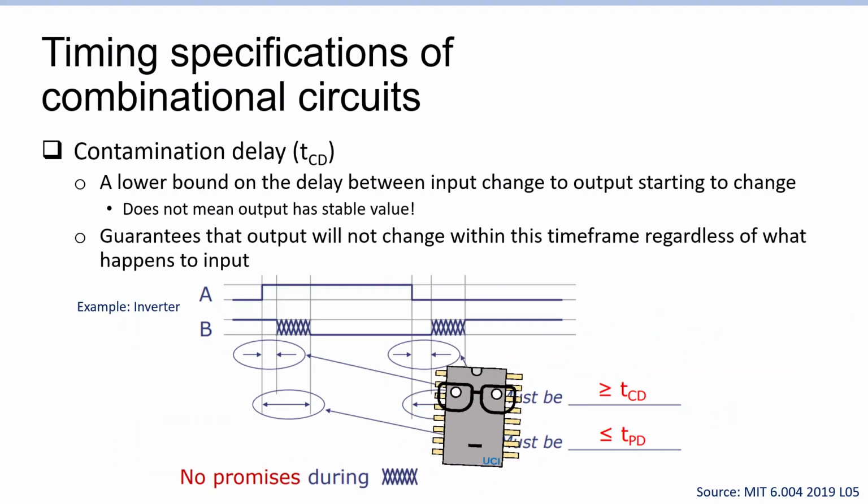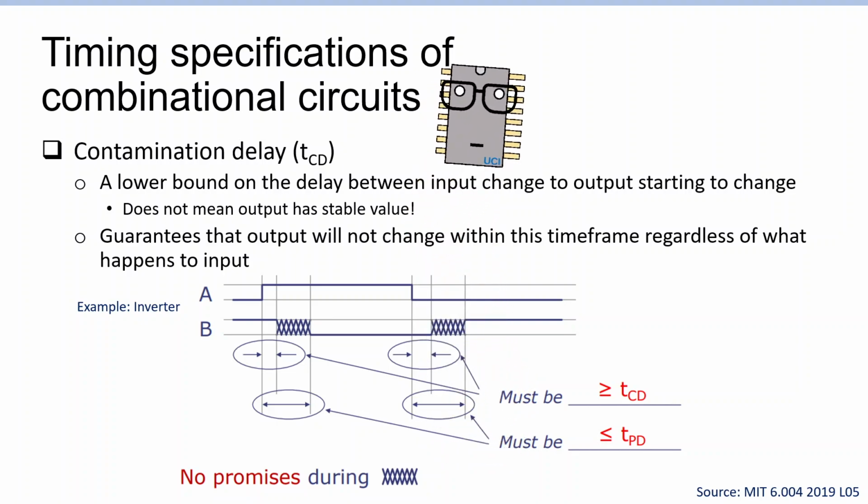So that was the first constraint, the first specification of combinational circuits. The second timing specification of combinational circuits is the contamination delay.